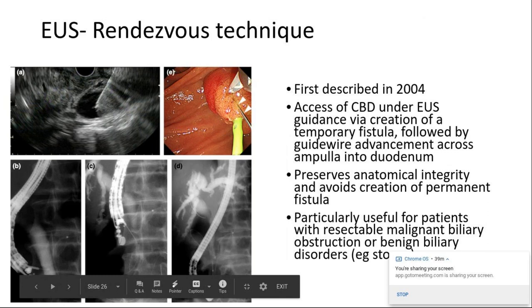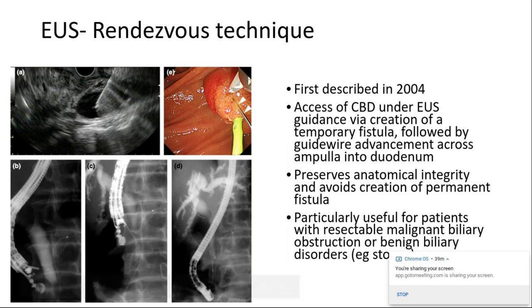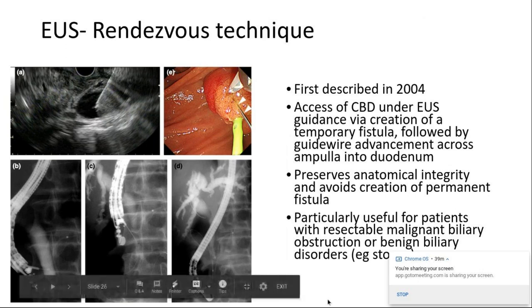A meta-analysis of 15 controlled studies looking at 600 patients who had failed ERCP and underwent rendezvous showed high success rates, with a technical success rate of 91% and clinical success rate of 85%. The overall complication rate was 14%, and the most common cause of rendezvous failure was inability to pass the guide wire.